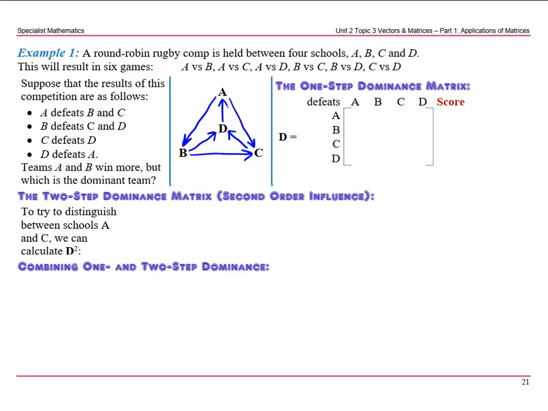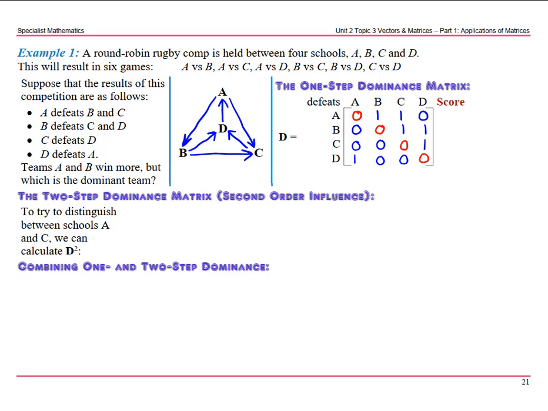So to turn these results into a matrix, first of all, our diagonal is going to be 0. We then know that A defeats B and C, so we put a 1. A defeats B and A defeats C. A didn't defeat D. B defeated C and D. B didn't defeat A, but defeated C and D. C defeats D, so 1 there, so the others have to be 0. And D defeats A, so the other cells are 0.